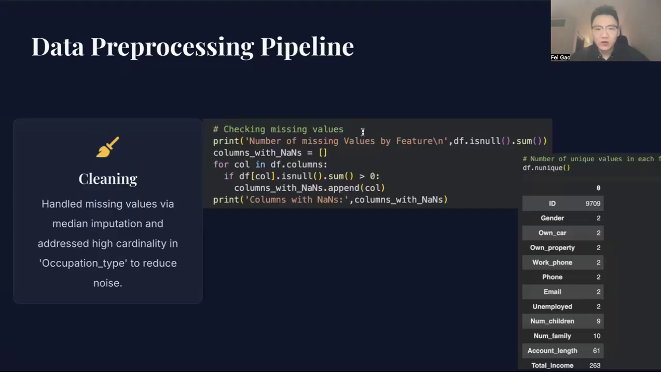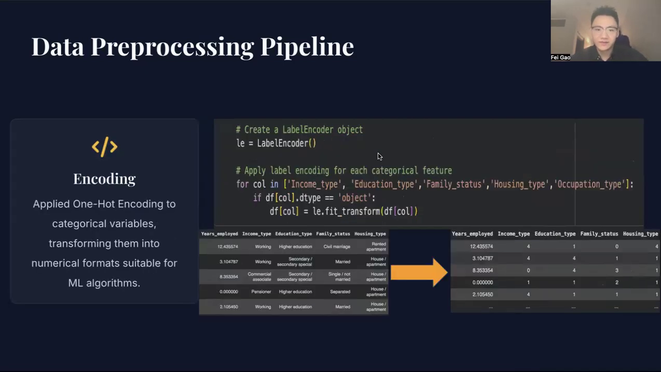First, data quality is the foundation of any ML model. I started by using AutoViz for exploratory data analysis to spot outliers and distribution issues. Data cleaning: I handled missing values and addressed high cardinality in categorical features like age.